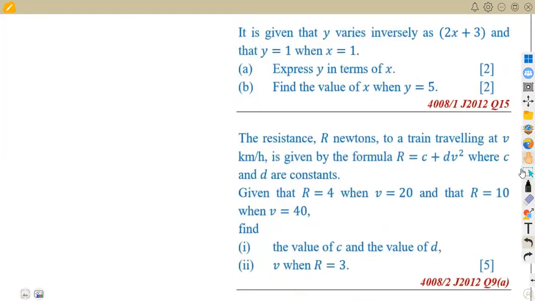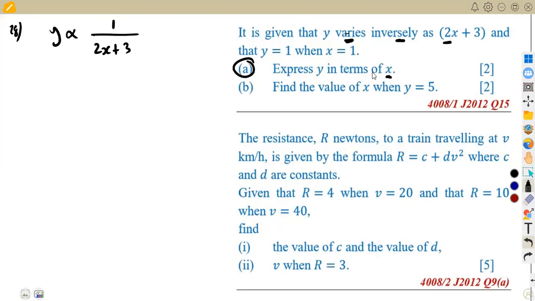Then it is given on our inverse variation here. That's inverse variation. So you can just say maybe it's question number 20. Y varies inversely as 2x plus 3, so y varies inversely, 1 over 2x plus 3, and y is equal to 1 and x is equal to 1. Express y in terms of x.